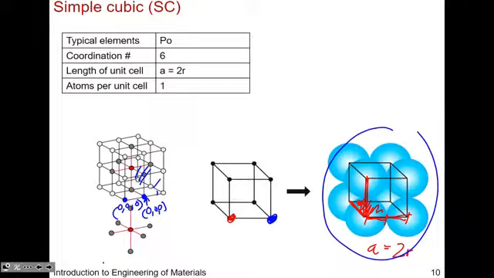Yes, all the way in the back. Does coordination number refer to the number of unit cells, neighbors, or the number of atoms? It refers to the number of nearest neighbors. How many atoms is it coordinated to? Okay, so let me explain that. Let me give a better example.